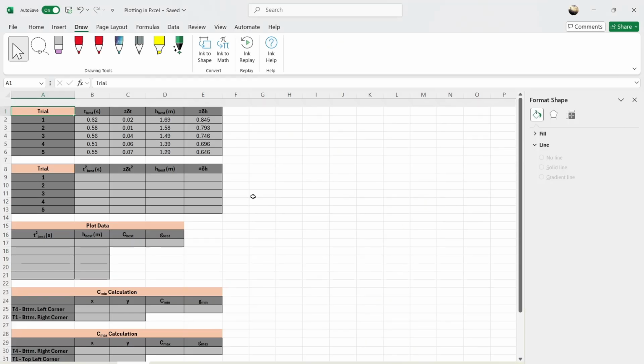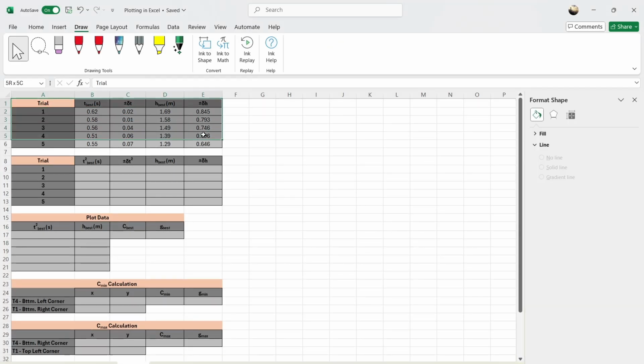Let's take a look at our Excel data here. What I have here is the same data that we had from the last video. We have our trials 1 through 5, the best times and their uncertainties, and the best heights and their uncertainties. Now we are tasked with trying to understand how we can get the proportionality constant, 1/2 g, from this information. We're going to assume that we already know that the height is proportional to t squared.